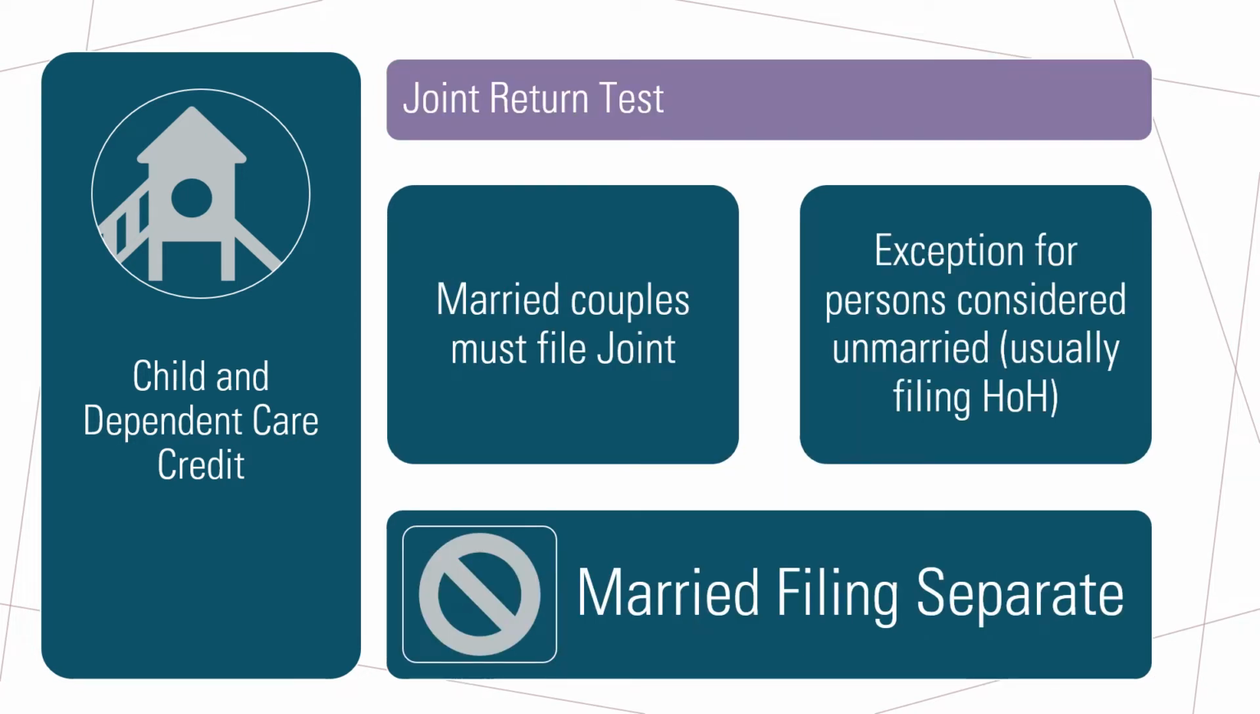The joint return test says that married couples must file joint in order to claim the child and dependent care credit. The exception is for persons considered unmarried, which we talked about before in our filing status lesson. Under certain situations, a married person would be considered unmarried if they haven't resided with their spouse for over 6 months. And usually in that case, the reason why they're considered unmarried is so they can file head of household. The general rule of thumb with this credit is if they're married filing separate, they cannot claim this credit.